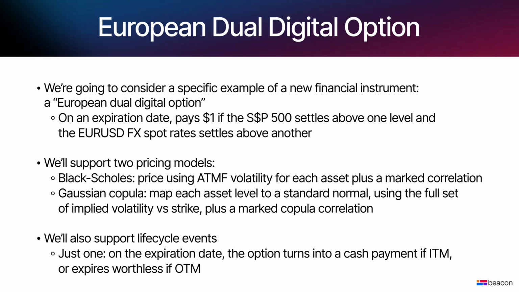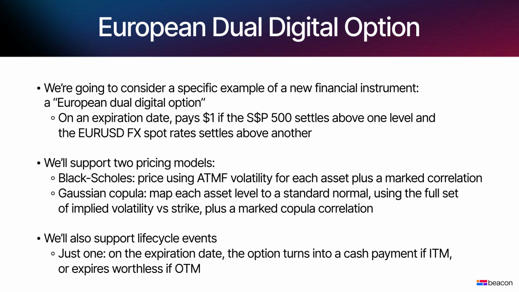So we're going to do this by looking at how we build a new instrument. The instrument that we're going to look at is an exotic derivative called a European dual digital option. The idea with this thing is it's a European payoff. On some expiration date, there are two asset prices: one is an equity index like the S&P 500, and another is a foreign exchange spot level like euro dollar. If the S&P is above one strike and the euro dollar is above a different strike on the expiration date, then the owner of that derivative gets paid $1. And if those conditions aren't true, then it's worth 0.